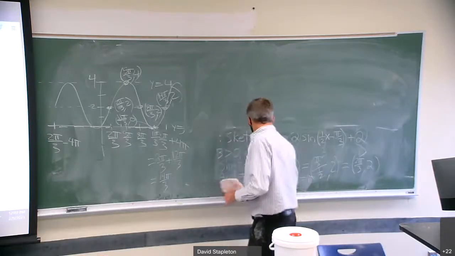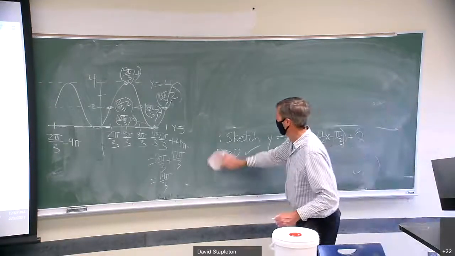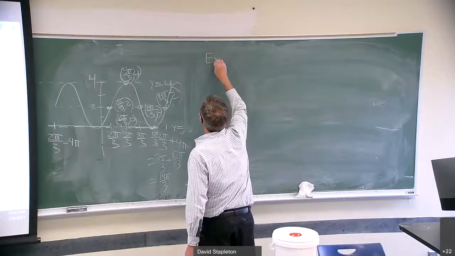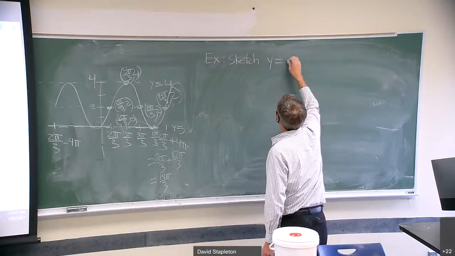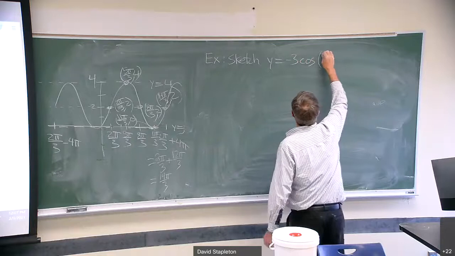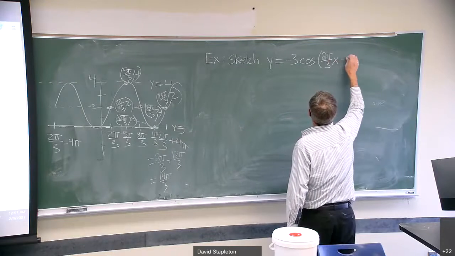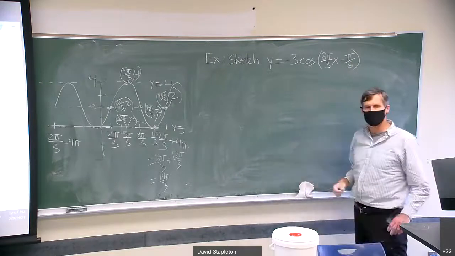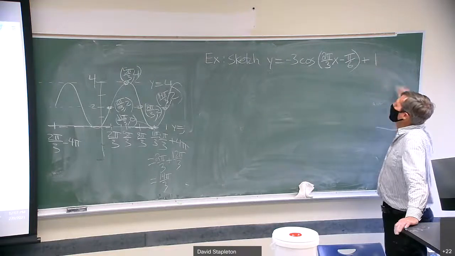Let's try cosine. Cosine is the hardest one. I think I have time. Yeah. One last graph and we'll end at a good point. Some questions next time. Let's sketch this one. This will be the hardest one. Y equals minus 3 cosine of 2 pi over 3 x minus pi over 6. How about that? Oh, yeah. Let's say plus 1, sorry.